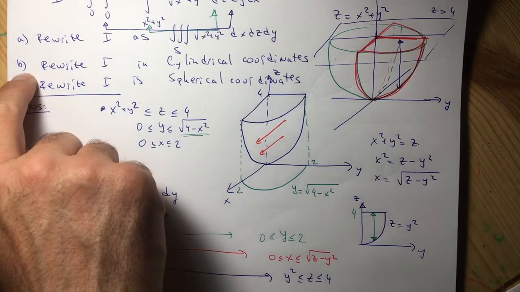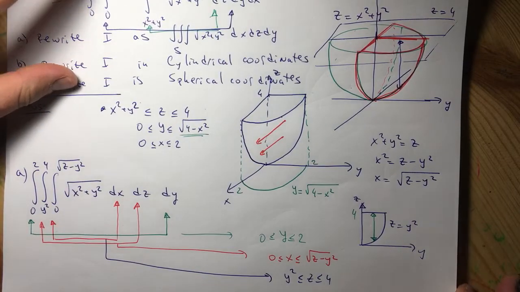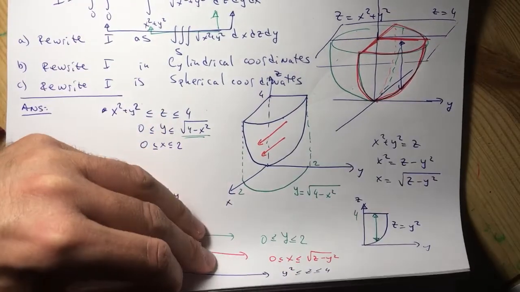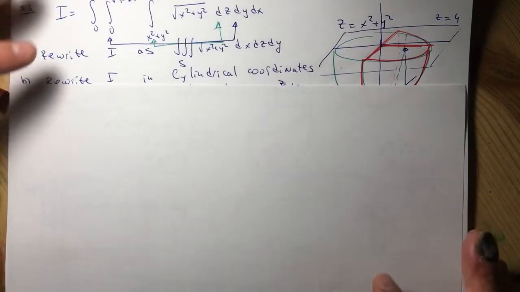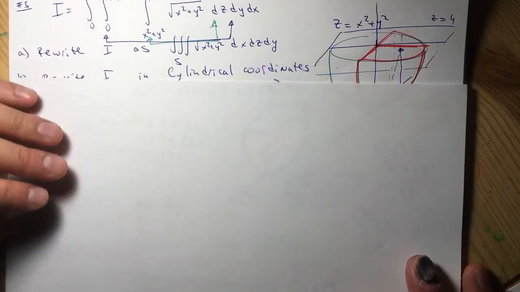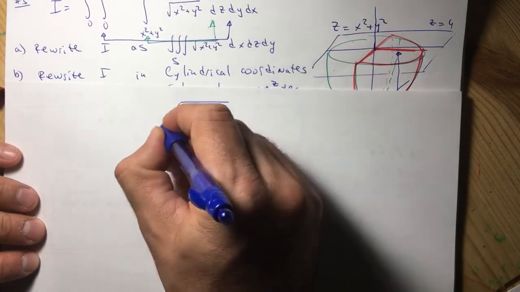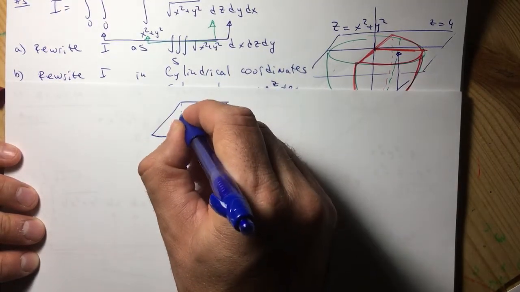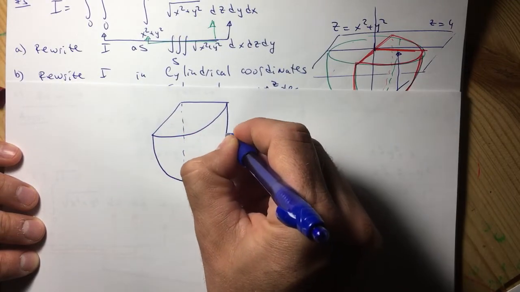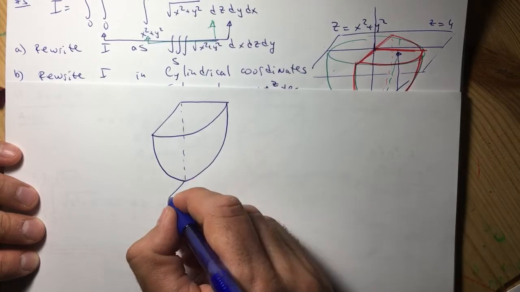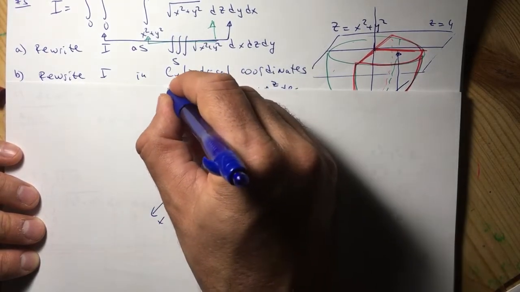Okay. Part B is rewrite this integral in cylindrical coordinates. Okay, I'm going to take another paper here, and I'm going to sketch again what we have, okay, to have a little bit clearer idea. So this is the x axis, y axis, and obviously the z axis.